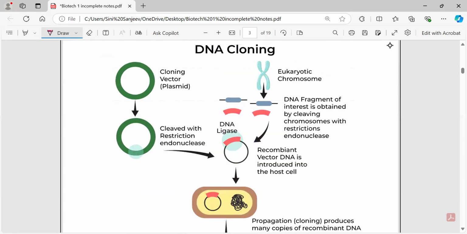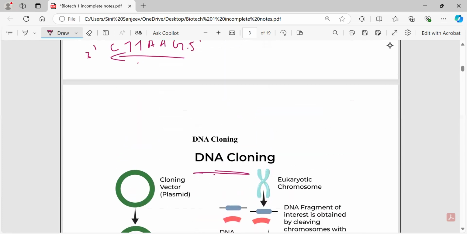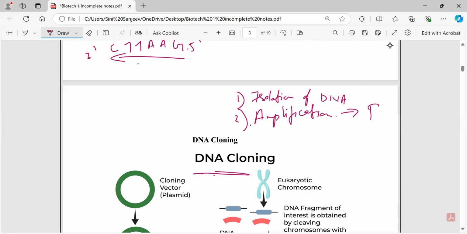Okay, so now over here, this is basically DNA cloning. Before going into cloning, I'll just write the steps of how the restriction enzyme cuts it. So first is the isolation of DNA. Whatever desired gene DNA is there, that's isolated. Second, you have to multiply the copies of that DNA. So it's called amplification, and this amplification is done by a method called PCR.